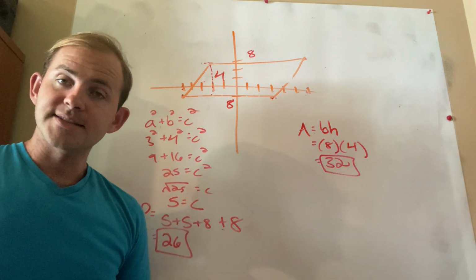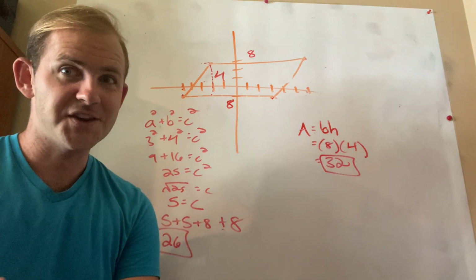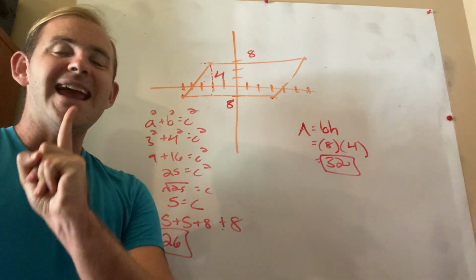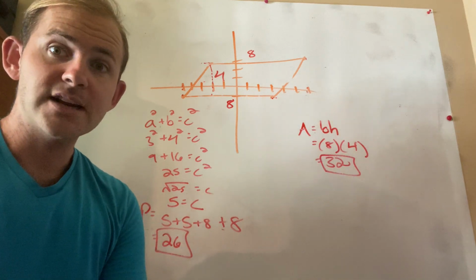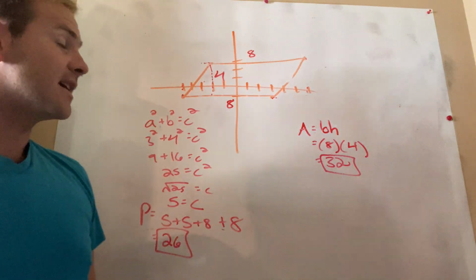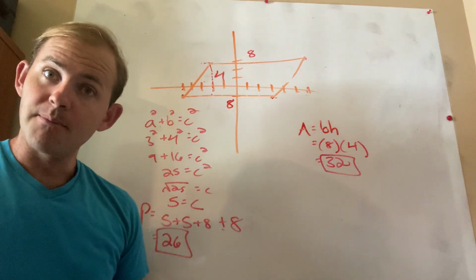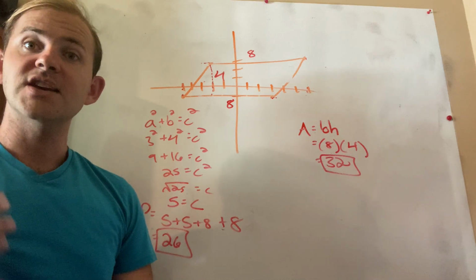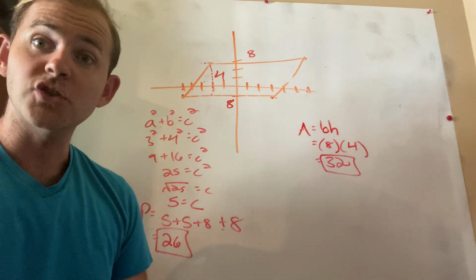Now that worked in this example because the figure was simple, okay? In the next video, we're going to take a look at an example where instead of using one simple formula, you may have to split the shape up and use multiple formulas and then add them together to find the total area.